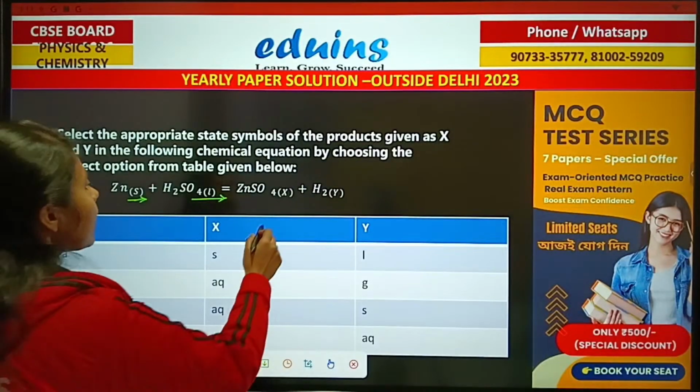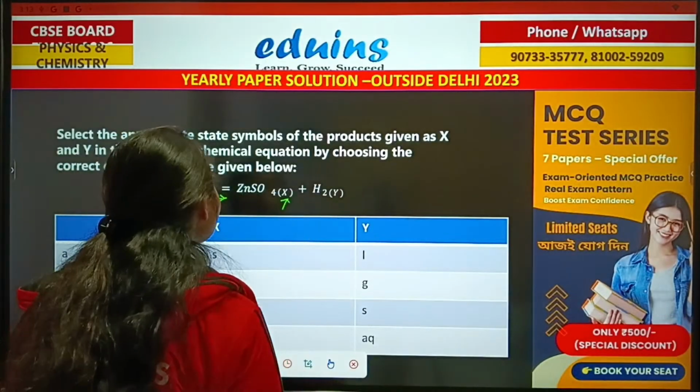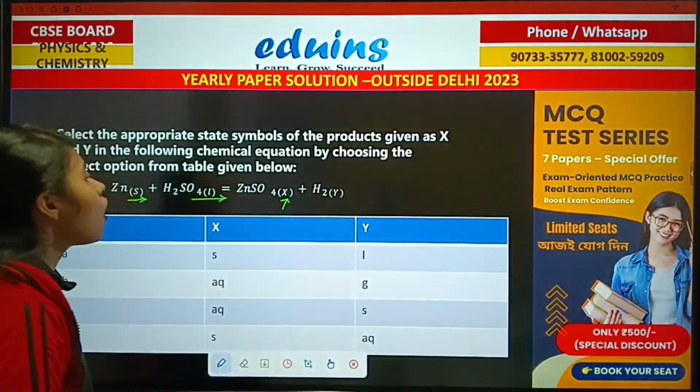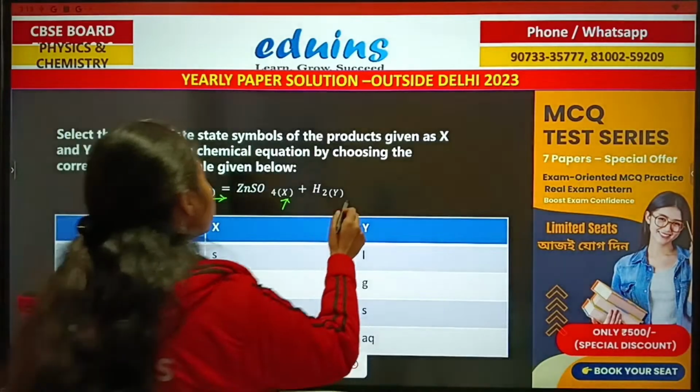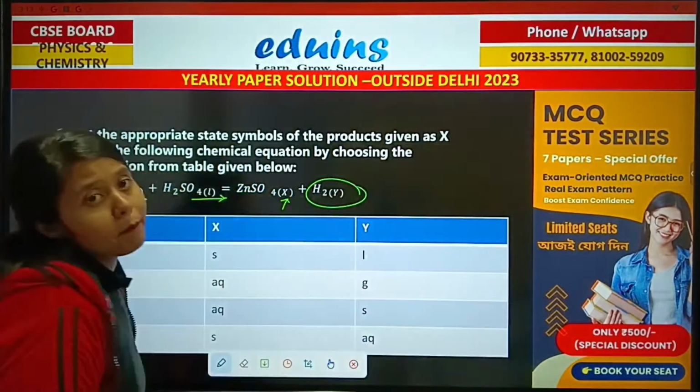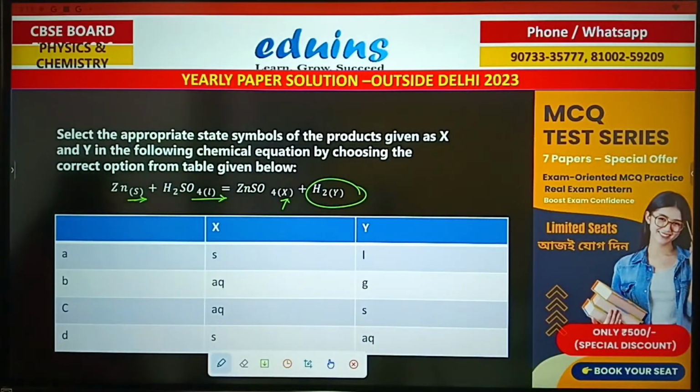So here is the X. That means we have to know whether ZnSO4 is liquid, aqueous, solid, or in gaseous state. And plus H2 is Y. So H2 must be gas, solid, liquid, or aqueous. So what will be the X and Y from the given options?